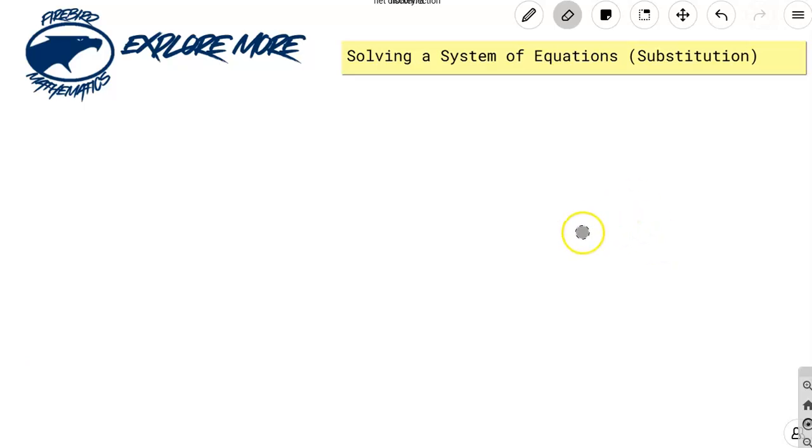All right, so welcome back to another day of Explore More. So today we're going to be exploring more about solving a system of equations using a strategy called substitution.